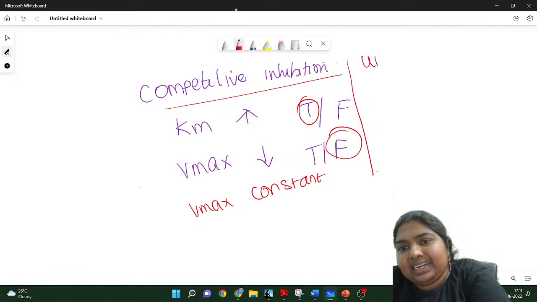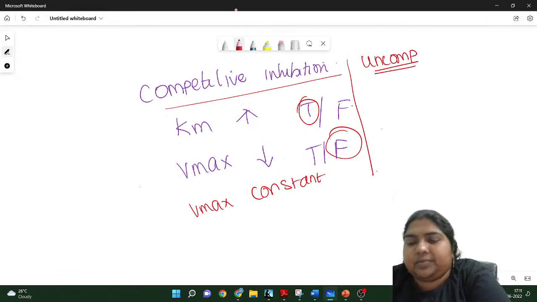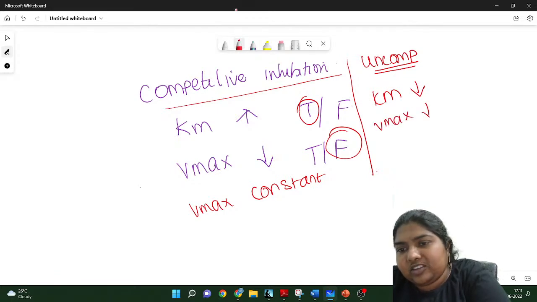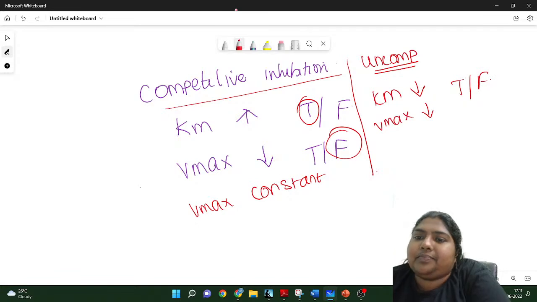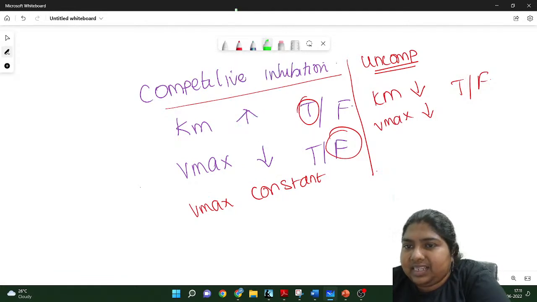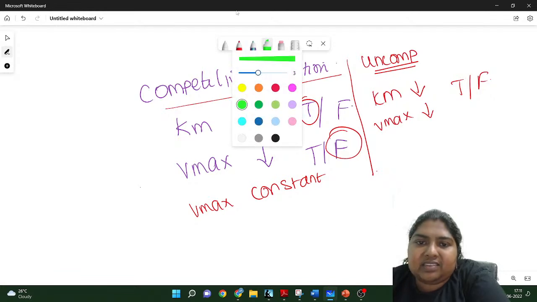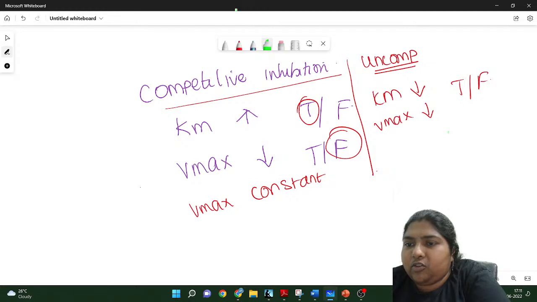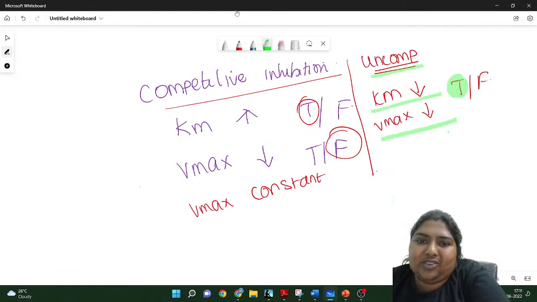Okay. Right. So under the uncompetitive inhibition, Km reduces, Vmax reduces. True or false? It is a true statement. Yes, absolutely, this is a true statement. So under the uncompetitive, your Km will also reduce, your Vmax will also reduce.